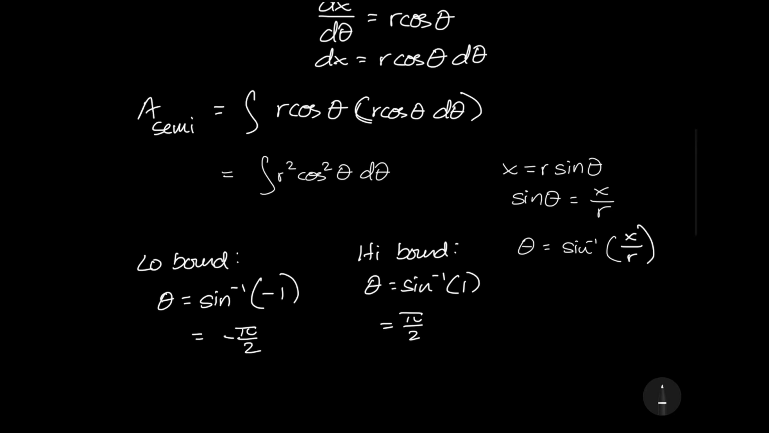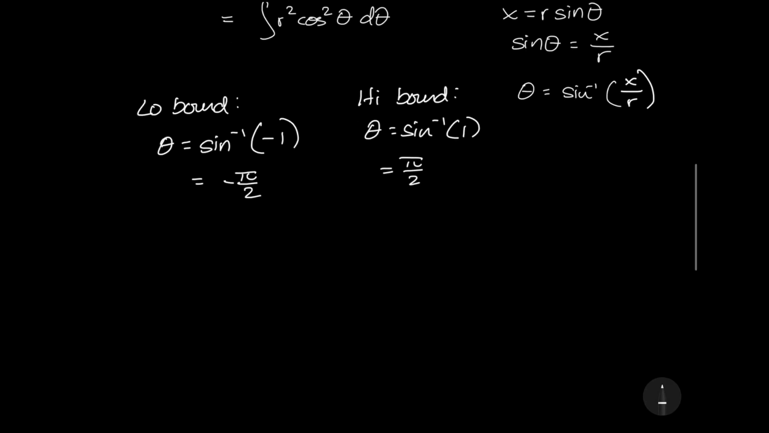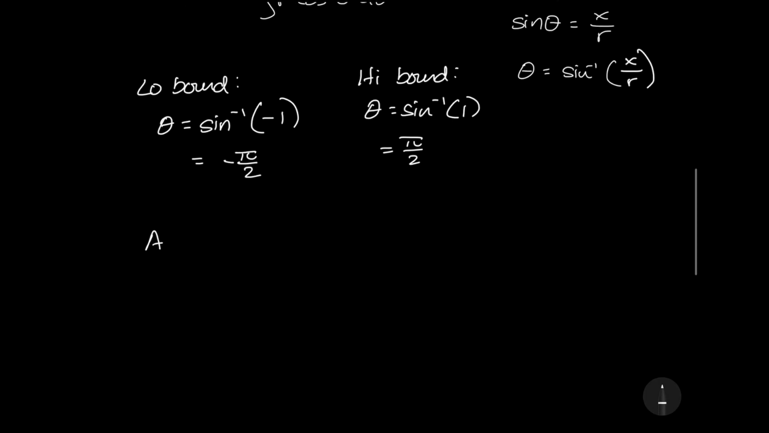Since our substitution was x equals r sine theta, we can solve for theta, making theta equal to the inverse sine of x over r. Using this fact, we can find our low bound and high bound, which comes out to be negative pi over 2 and pi over 2, which means that our integral becomes the area of our semicircle equals the integral from negative pi over 2 to pi over 2 of r squared cosine squared theta d theta.